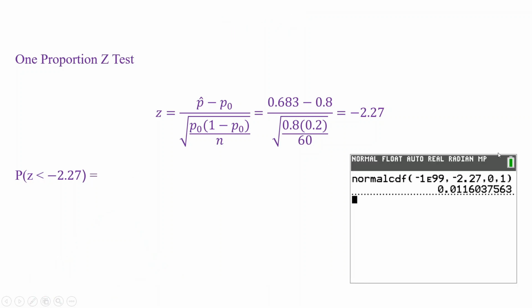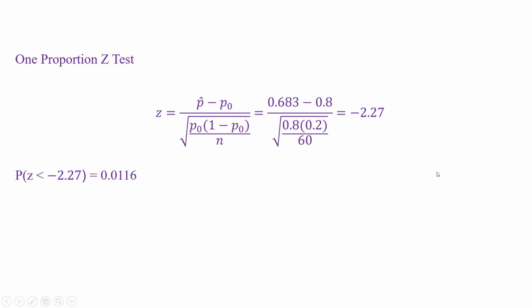On our calculator, our lower boundary would be negative infinity. Our upper boundary would be negative 2.27. Our mean is 0 and our standard deviation is 1 because we are working with the standard normal curve because we found a Z-score. And that gives us our p-value of 0.0116. 4 significant figures is plenty here. You don't have to go any more than 4. 0.0116 is our p-value. And that's all you have to do for the calculate step.